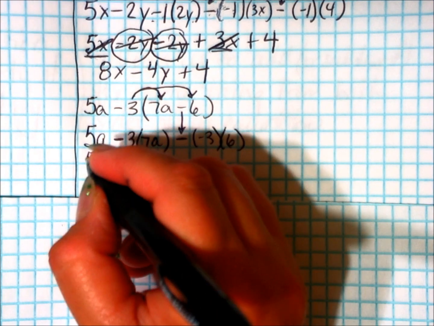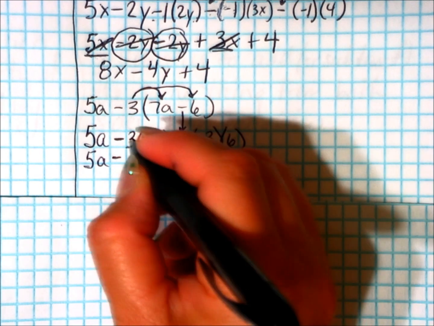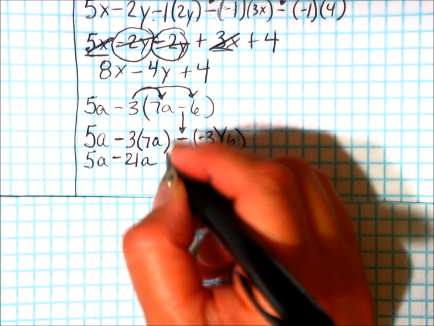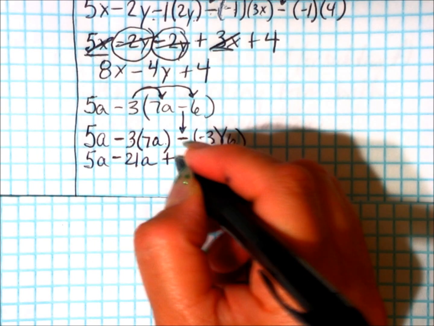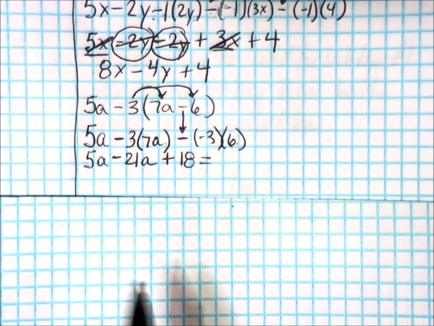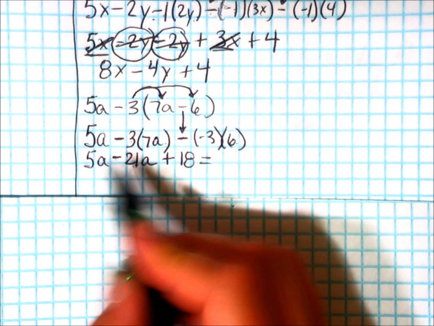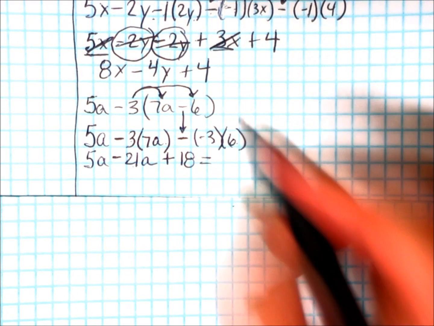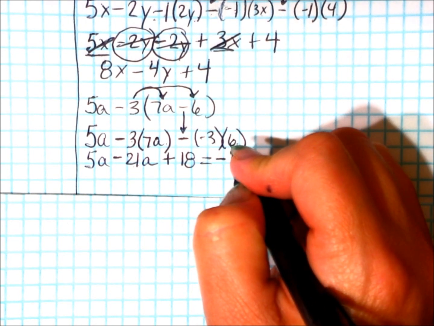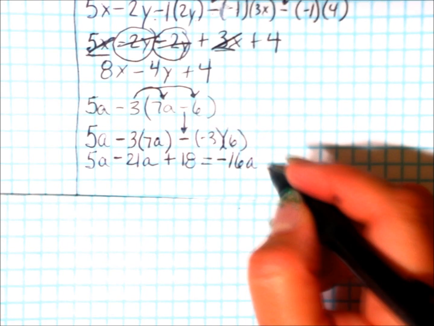So now let's clean up our parentheses. Negative times a positive is a negative. 3 times 7a would be 21a. Negative times a negative is a positive. 3 times 6 is 18. Clean up my like terms, so collect my like terms. I have negative 21 and positive 5. So I should get negative, anybody got it, 16a plus the 18.